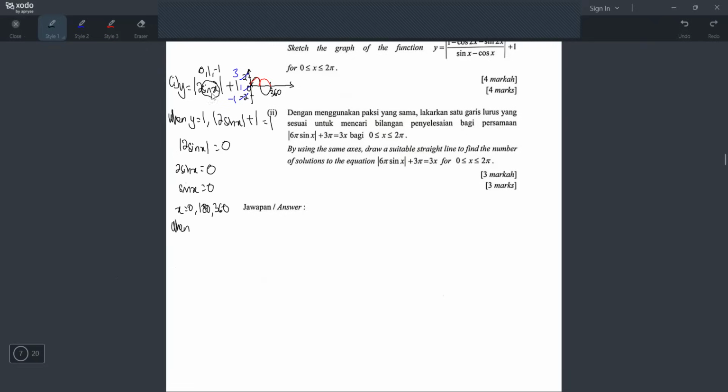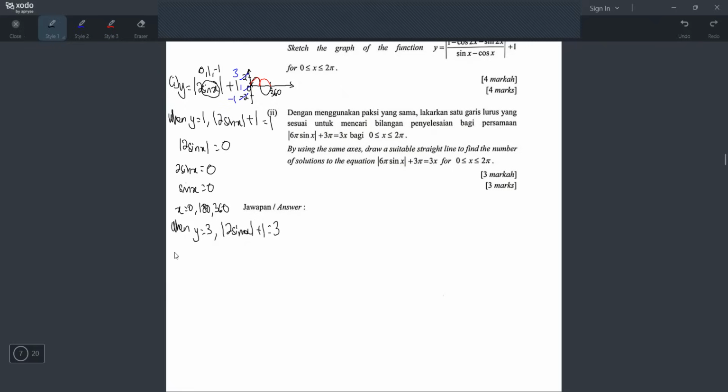Let's try to substitute 1 into this whole thing now. So 1 times 2 is 2. Modulus 2 is 2 also, and then 2 plus 1 is 3. So it means the y equals 3. And if y equals 3, the whole thing here equals 3 also. So modulus 2 sine x plus 1 equals 3.